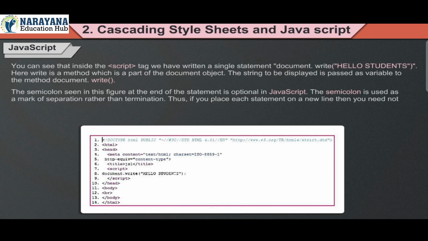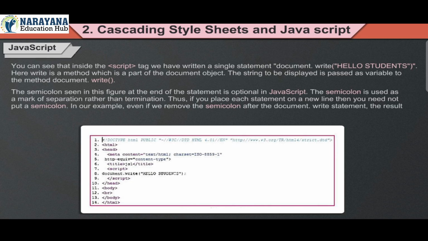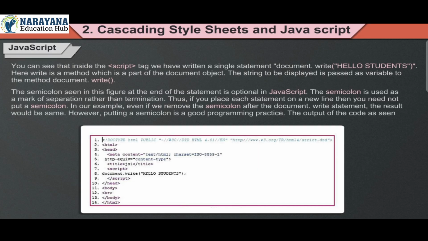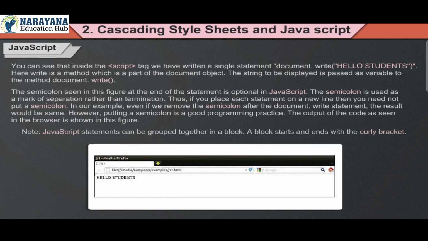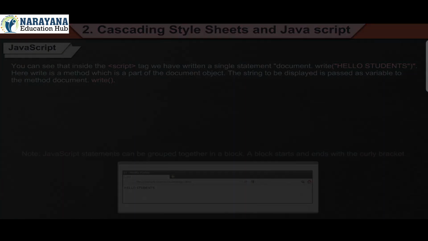Thus, if you place each statement on a new line, then you need not put a semicolon. In our example, even if we remove the semicolon after the document.write statement, the result would be same. However, putting a semicolon is a good programming practice. The output of the code as seen in the browser is shown in this figure. Note: JavaScript statements can be grouped together in a block. A block starts and ends with the curly bracket.